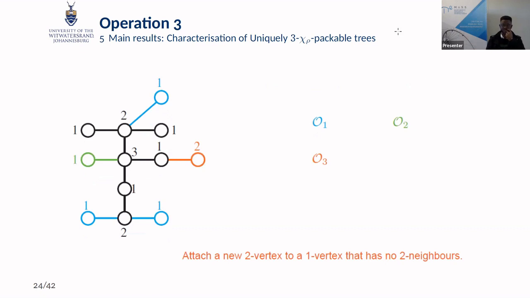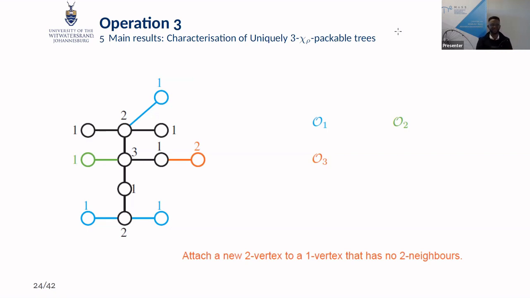The next operation is going to say, attach a new two vertex to a one vertex that has no two neighbor. So you go to your tree and you look for a vertex that you colored one. That vertex must not have a two neighbor, then you can attach a new two vertex to it. So I will attach another one, I will color it two. It's growing. This is a new tree that we have gotten, and it's still uniquely three-chiral patternable.